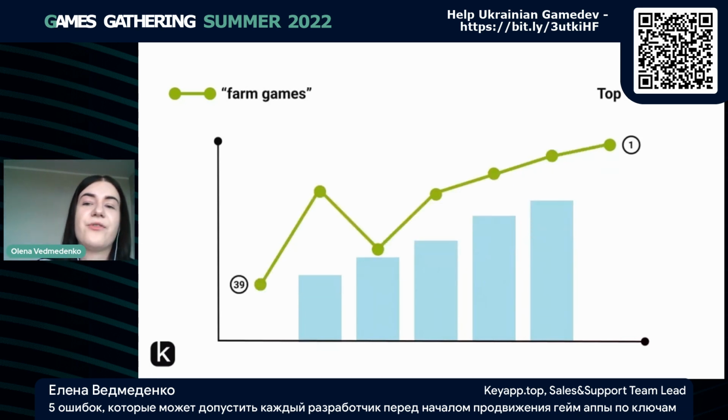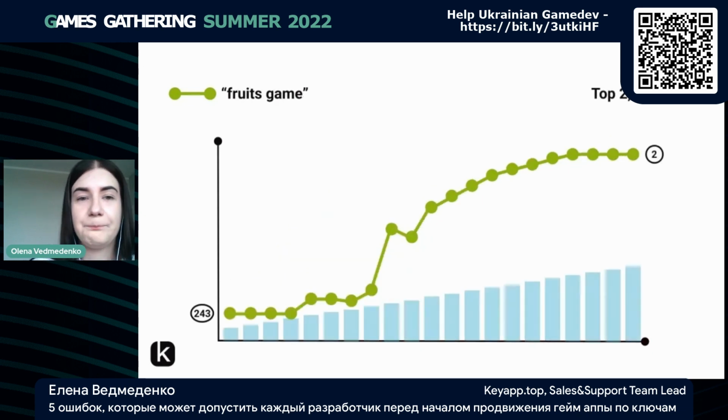The next example is Farm Games, the USA as well, but we started with a lower position. The app was in 39th place when a user typed Farm Games in the store in the USA. And with the same strategy for Android, 5 days, increasing every day, we managed to achieve top 1 with this keyword. So the app was in the top for this keyword for some period of time.